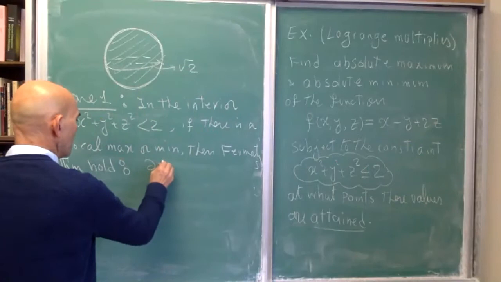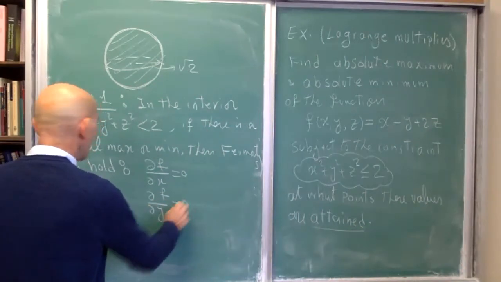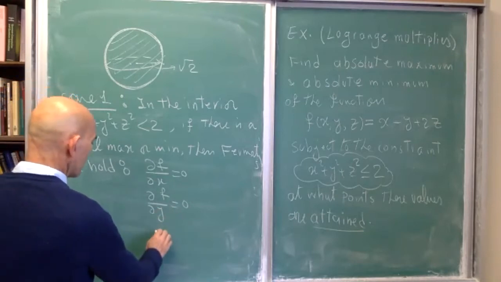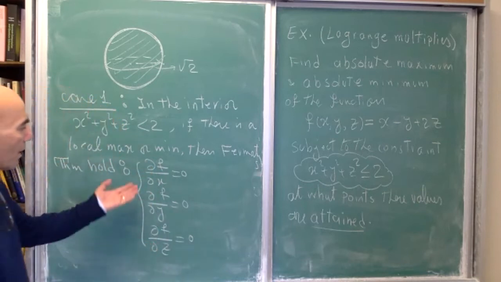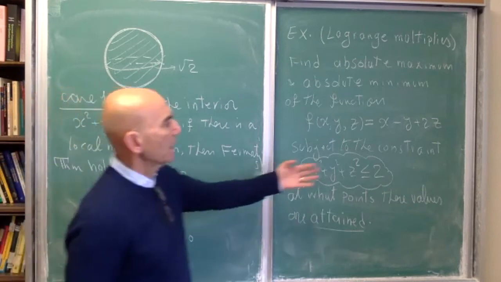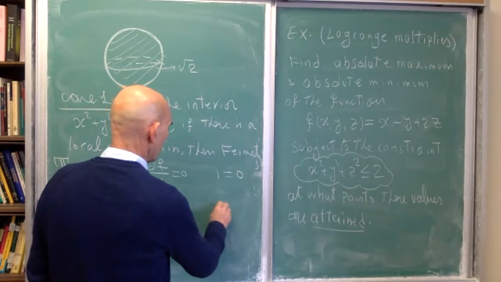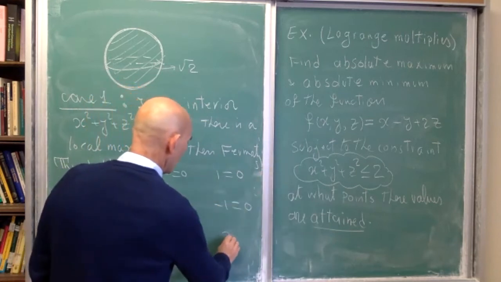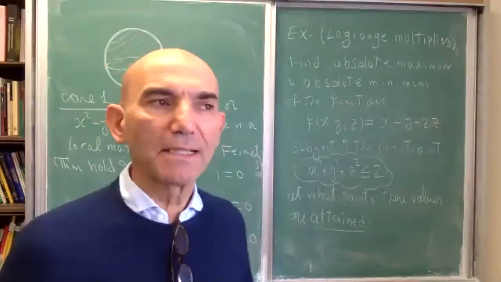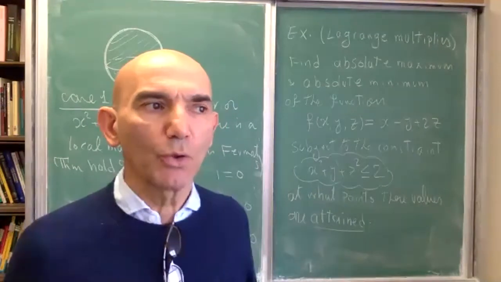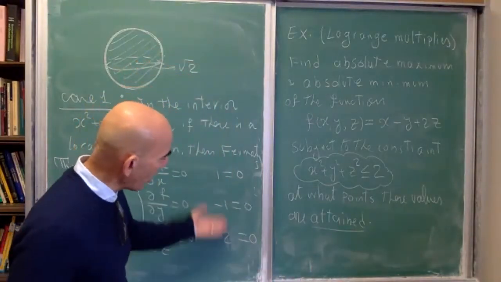In this case, df/dx equal to 0, df/dy equal to 0, df/dz equal to 0. Okay, so we have got that. Three equations, three unknowns. In this case, it's very simple because you just get 1 equal to 0 for the first one. For the second one, you get minus 1 equal to 0. And for the third one, you get 2 equal to 0. Don't worry about that. This is actually good. It means that there are no solutions inside. So we should not look in vain for a solution inside the sphere.